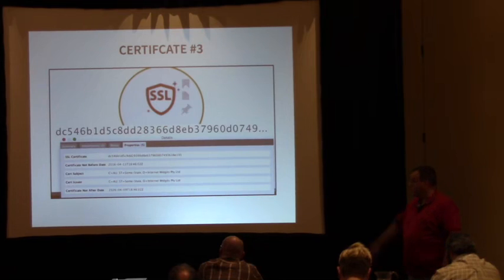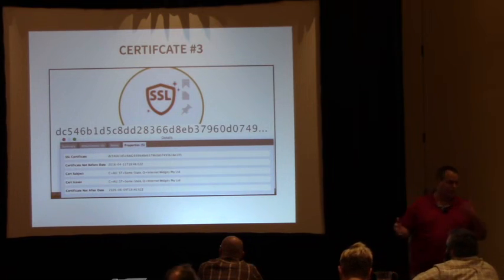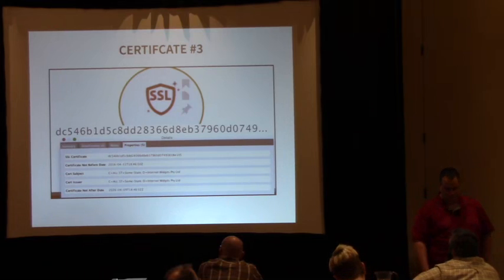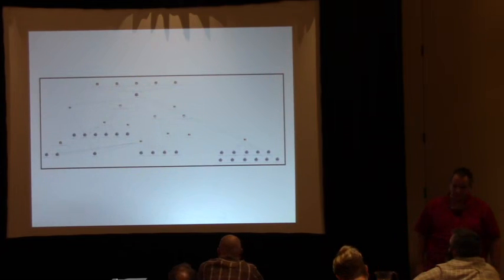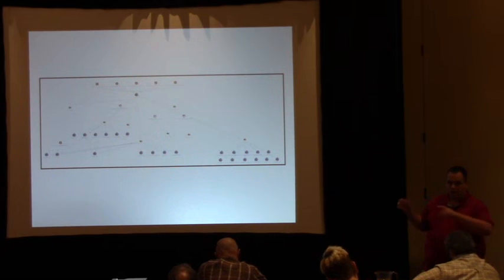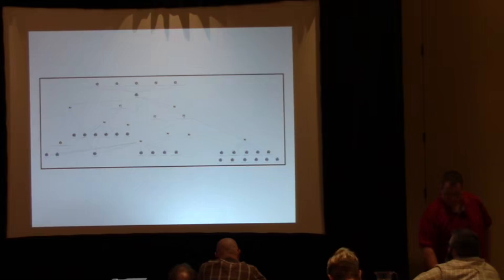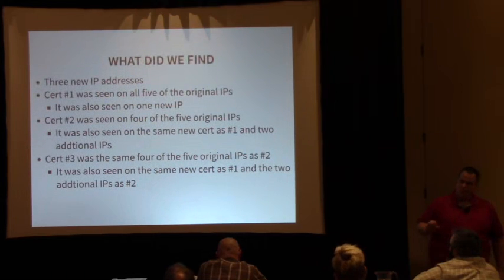Third one, this is a self-signed certificate: Internet Widgets, PTY Ltd. That's basically the default entry for anyone who's set up an OpenSSL certificate for Apache or NGINX, or at least the default entries. They obviously changed the time. So when we pivot on the newly discovered TLS certificates, we find a couple more domains and a couple of new IP addresses. Again, hard to read. So we found 3 new IPs.